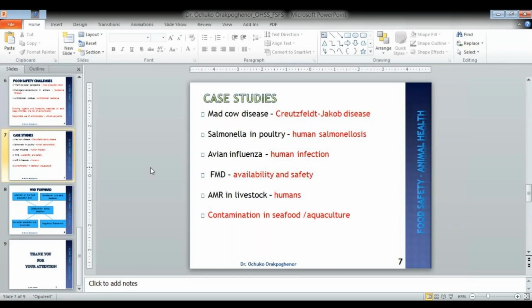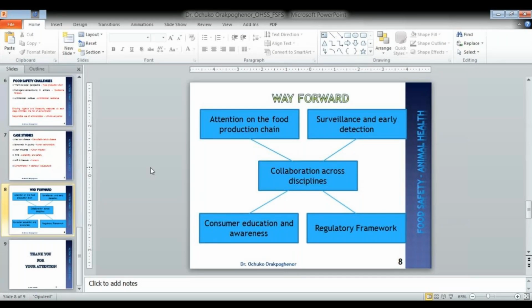So now, looking at all this food safety from the animal health perspective and considering the One Health approach, what is the way forward? The way forward, like I said from the introductory part of this lecture, is that there is need for collaboration across disciplines. And in this collaboration, there should be attention on the food production chain, especially for animals: beef, cattle, sheep, goats, pigs, poultry, guinea fowl, turkeys. Depending on which one is being consumed, there should be attention on the food production chain from the farm to the table perspective. From the farm, ensure that healthy animals are on the farm and sick animals are not slaughtered.